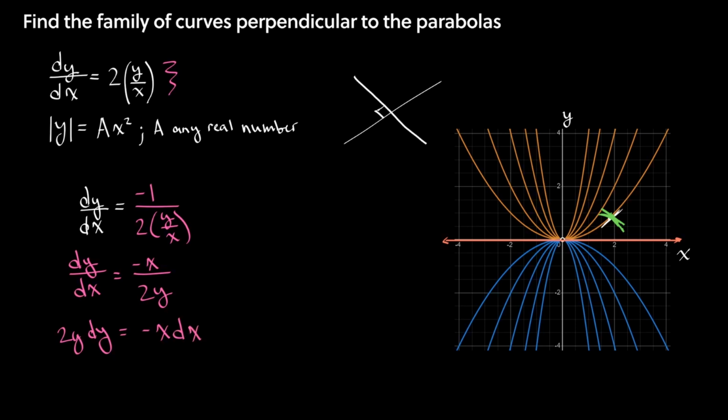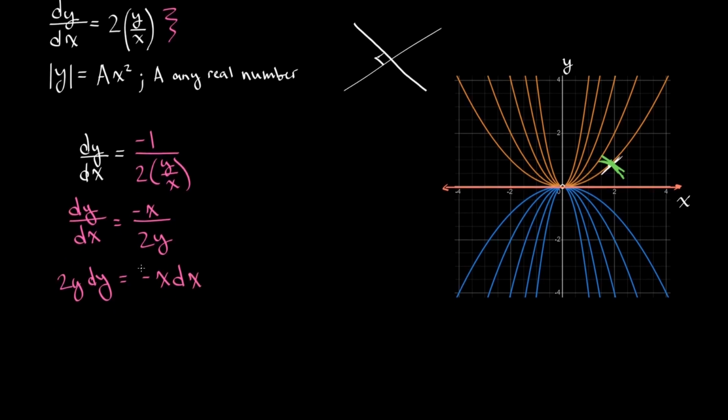And now all we need to do is integrate both sides. So we integrate both sides, and on this left-hand side, we get y squared, and on this right-hand side, we get negative x squared over 2 plus c.